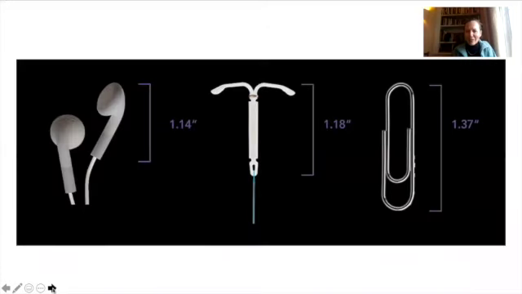Coming back to just the dimensions of these different IUDs and whether that makes any difference in the way we think about the products that are available to us, they are all smaller than a paperclip. Next slide.